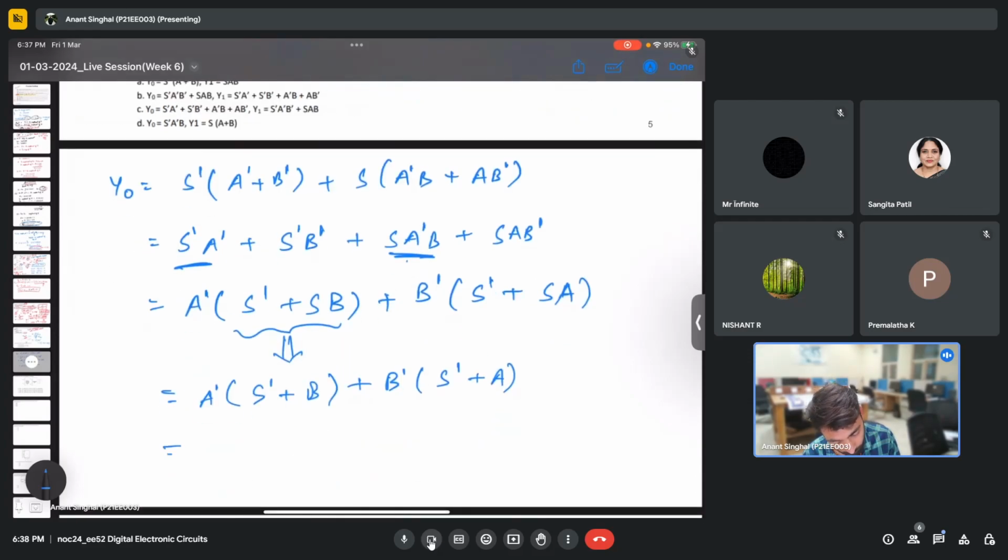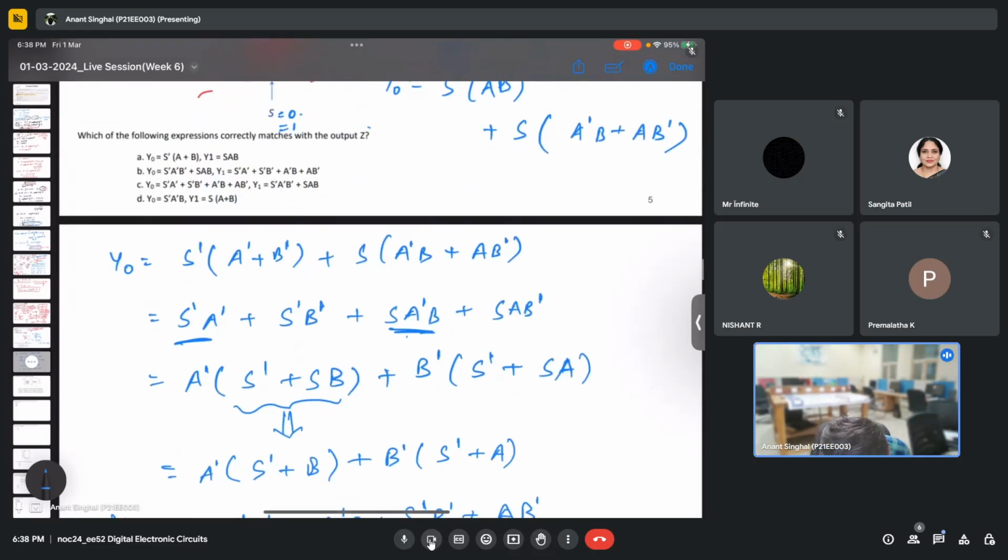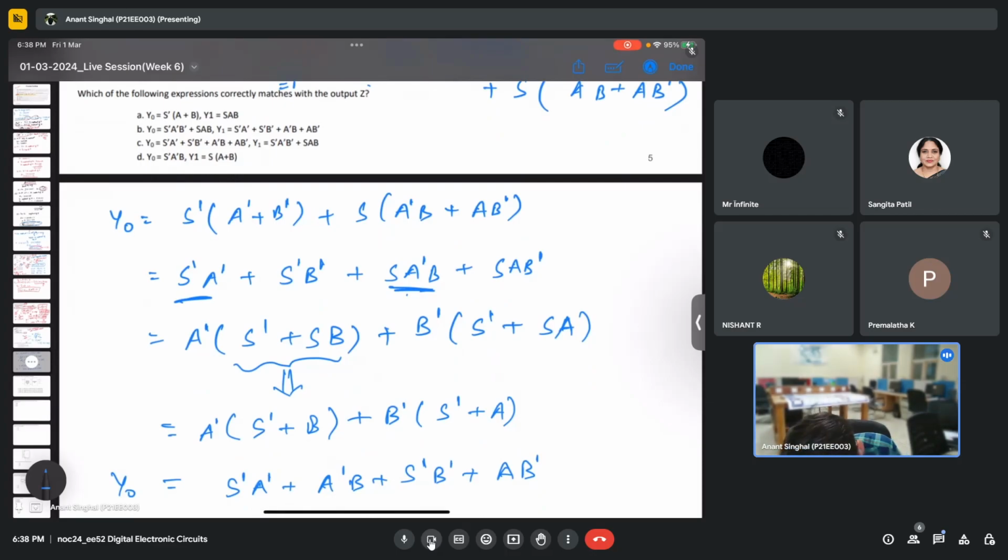So now what I will do is I'll just open it. This will be S complement A complement plus A complement B plus S complement B complement plus A B complement. So this is a simplified expression for y naught. This will be one of the options, I guess. So S complement A complement, then S complement B complement, then A complement B. Yeah. So we are getting y0 as this C option.